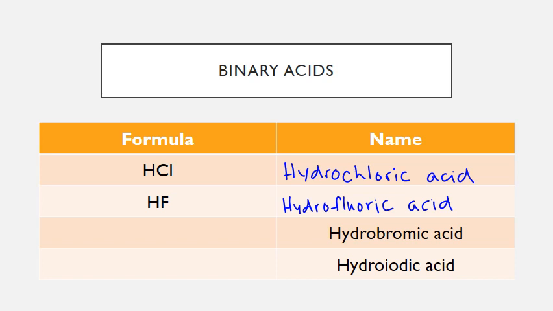Now, if we were to go back the other way, we're going to work backwards from the name. So we have hydrobromic acid. Hydro tells us the H, and then bromic is the nonmetal bromine, so it's just going to be HBr. And then the last example is hydroiodic acid, so we're going to start with the H again, and then iodic would be iodine, so it's just going to be HI.